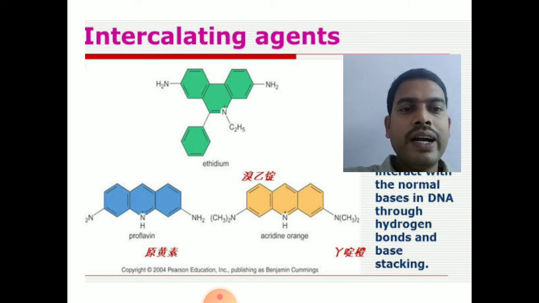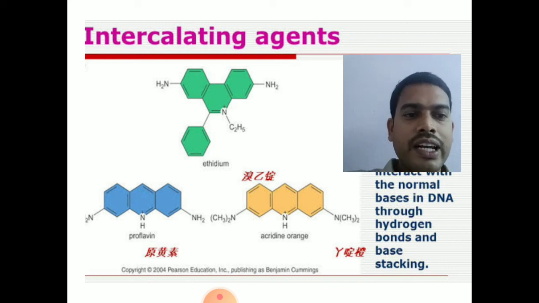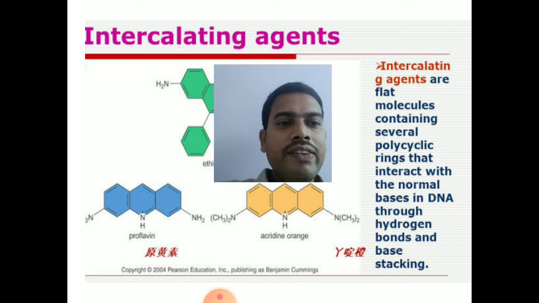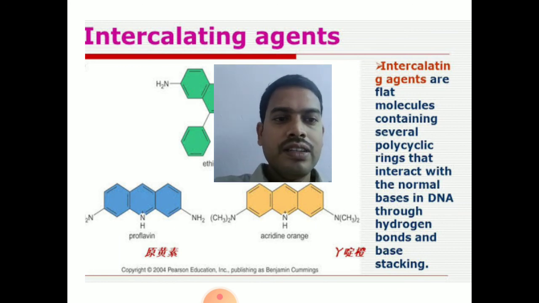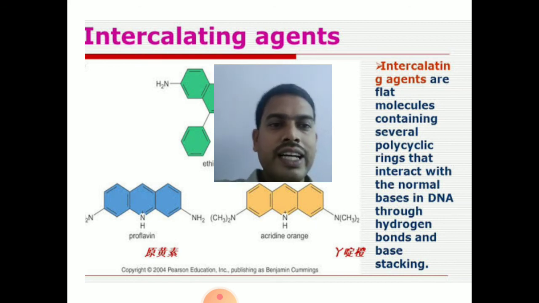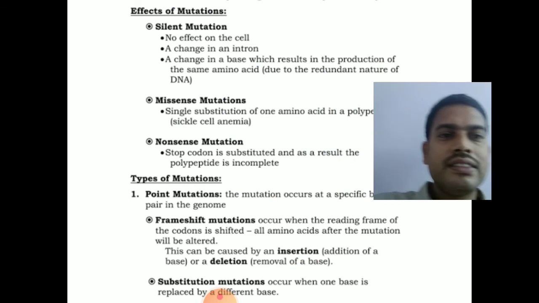So ethidium bromide, acridine orange, and proflavin are called intercalating agents. They will intercalate into the double stranded DNA. They intercalate in the base stacking between the hydrogen bonds of the double stranded DNA. So that is intercalating agents.